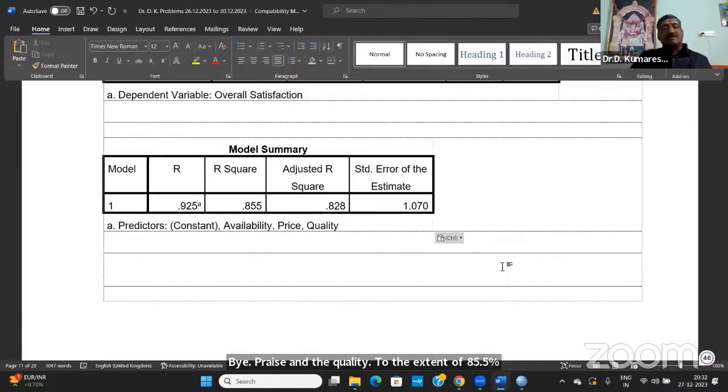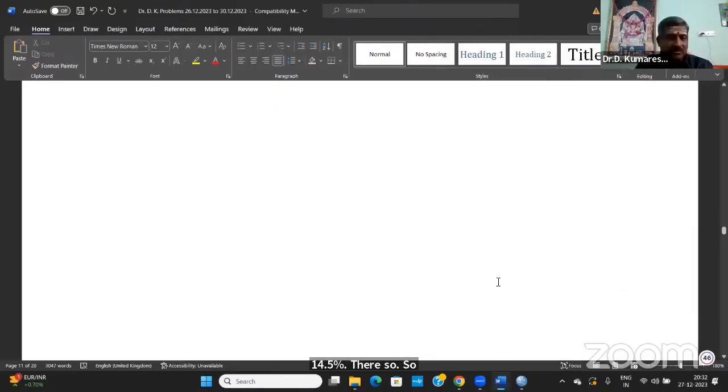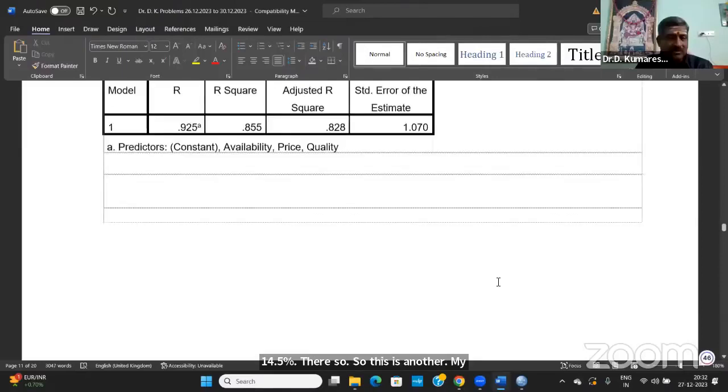So these are the determinants of satisfaction. This is model 1. Sometimes there may be more than one model, so we can select any one model based on the result. So it implies that there are some other independent variables that could influence to the extent of 14.5%. That's all. So this is another method of regression.